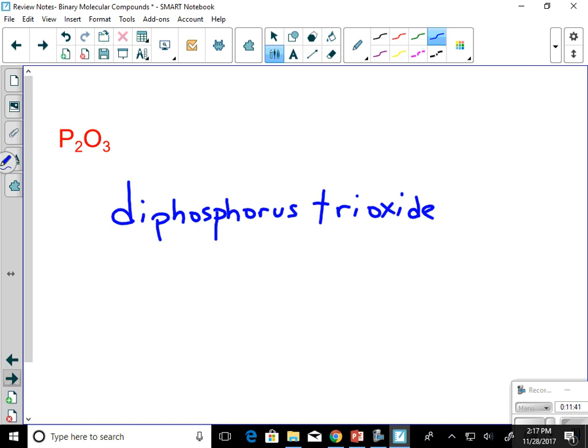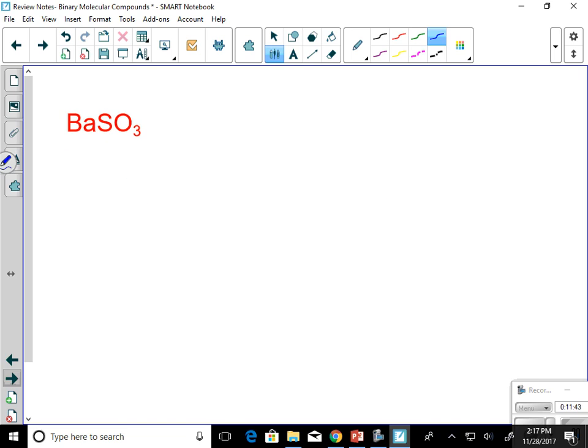Now my final one, folks, right here. Right here is where the rub is. Because if you write this down when you start doing this, here's how people do it. Okay? Here's how people do it. Barium sulfur trioxide.